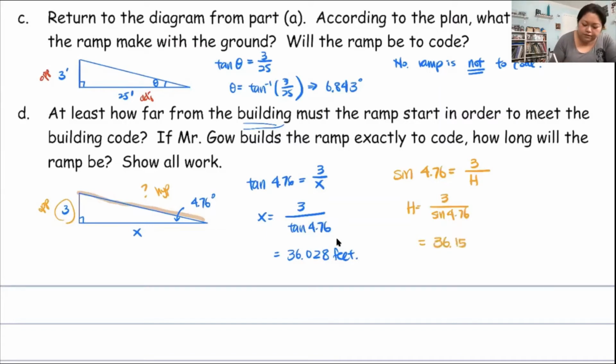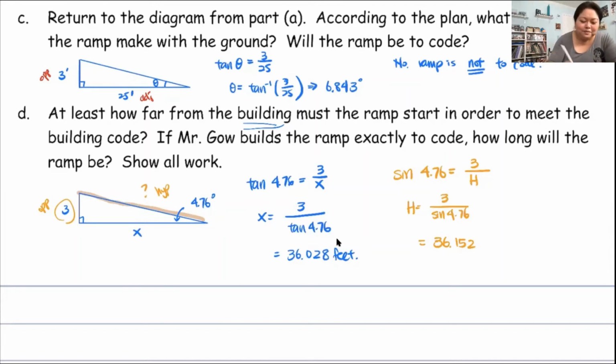So 36.152. A little bit longer than my previous answer, but yes, because your ramp angle isn't 4 degrees, it's really not that much. So when it's not that much of a difference, then your hypotenuse and your leg are going to be very, very close to each other. But again, your hypotenuse should be longer, because the hypotenuse should always be the longest side of a right triangle.